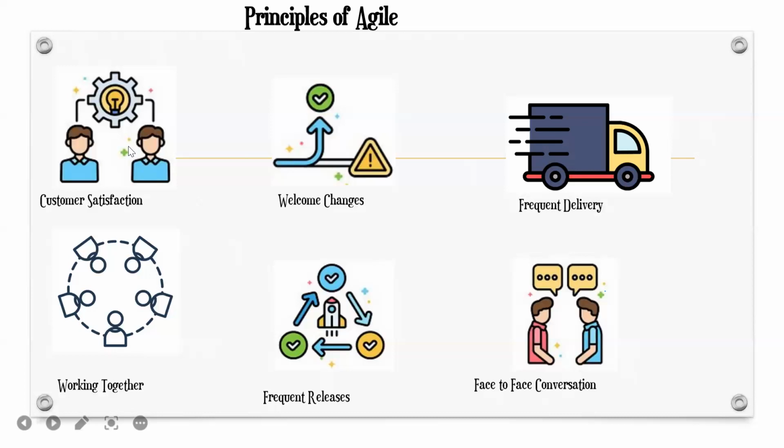As we give the application in small bits and pieces, the customer will obviously be satisfied. He will think, okay, I'm getting some output from the project team, I'm able to see their progress. So that is called customer satisfaction. One more is welcome changes. This Agile methodology helps users give changes whenever they want.